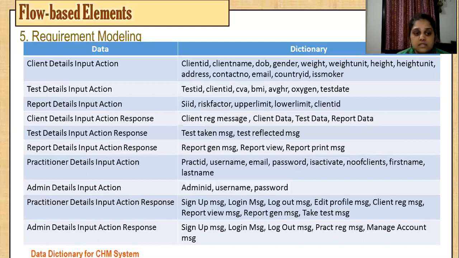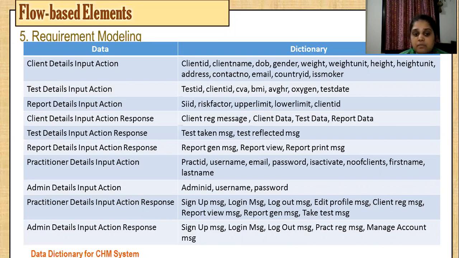Okay, next is practitioner details input action. So that includes practitioner ID, username, email, password, his account is active, how many number of clients are registered under the doctor, what is the first name of the doctor, what is the last name. Admin details input action will have admin ID, his username and password.